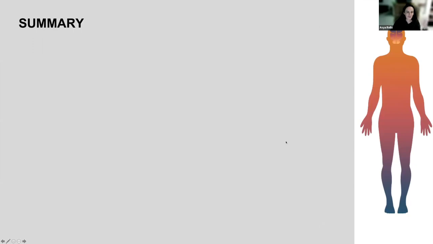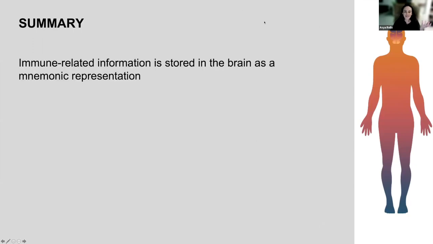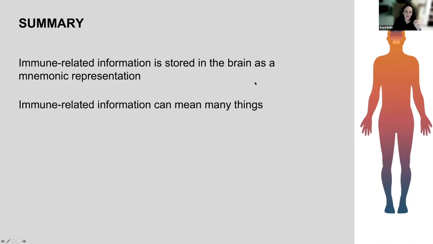So I think, to summarize this concept, what we see is that immune-related information is stored in the brain in a mnemonic-like representation. These are reminiscent of memories. But when I'm saying this immune-related information, I think it's very hard to understand what I mean. And that's what we're trying to understand. What kind of information is stored there?